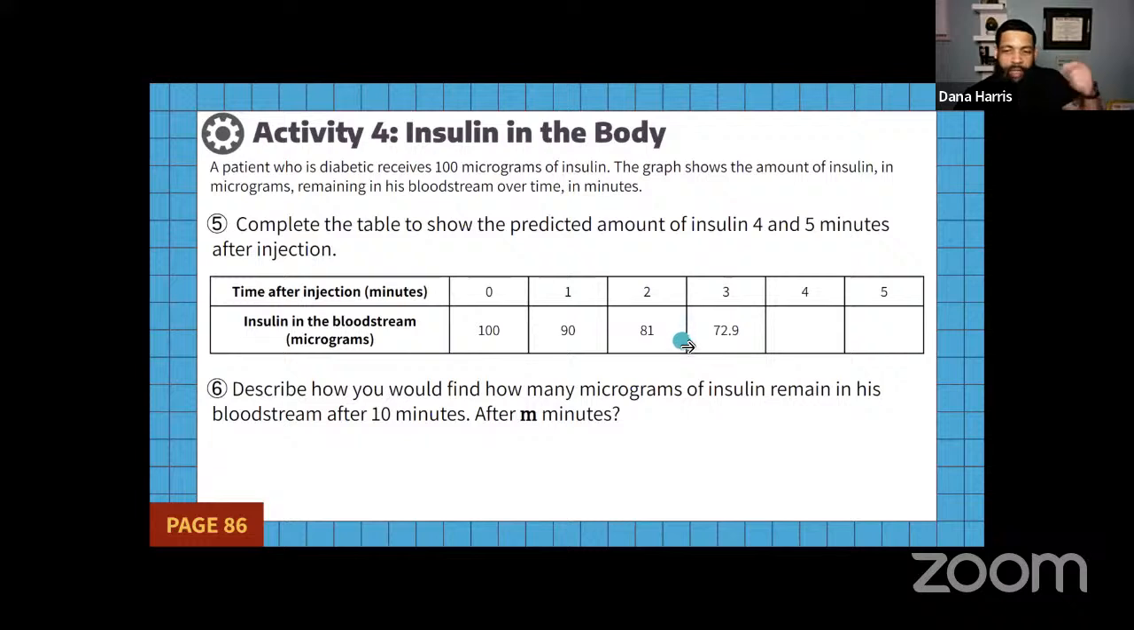Now, basically, if we have 9/10 remaining, we can take each of these numbers and multiply them by 9/10. And if we do that, this will give us 65.61, and then this will give us 59.05. How would you describe how to find the micrograms of insulin remaining in the bloodstream after 10 minutes? We would start out with our initial value of 100 times 9/10 to the 10th power, and that will give us that answer.